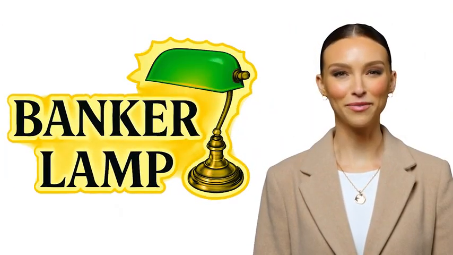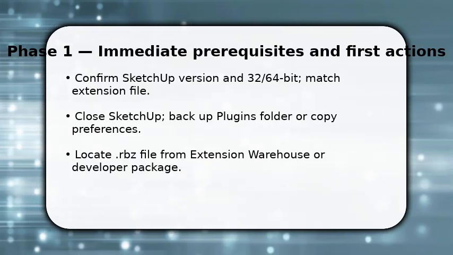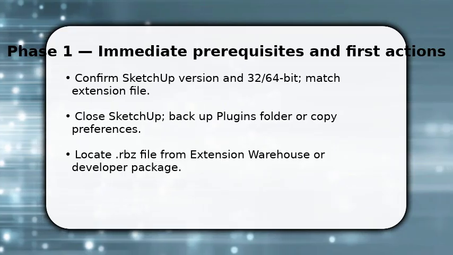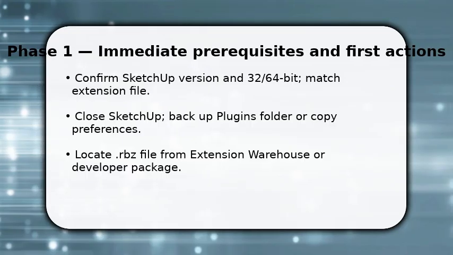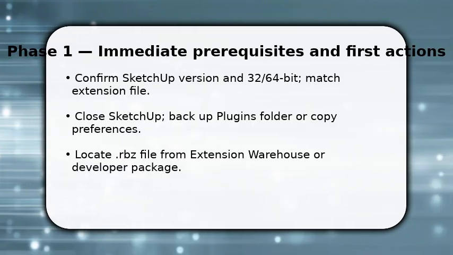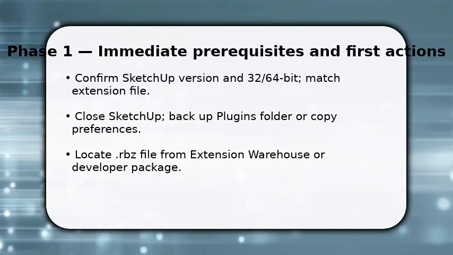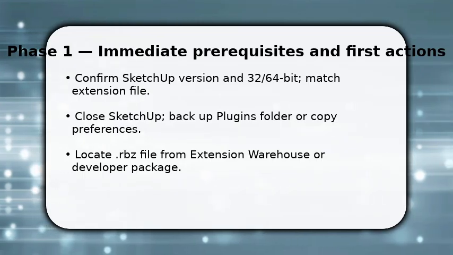Please enjoy the video. You begin by confirming SketchUp's exact version and whether it's 32-bit or 64-bit, because mismatches cause failures. Once done, close SketchUp and back up your plugins or extensions folder so you can restore settings if needed. Next, locate the extension .RBZ file, either download it from Extension Warehouse or save the developer's package.